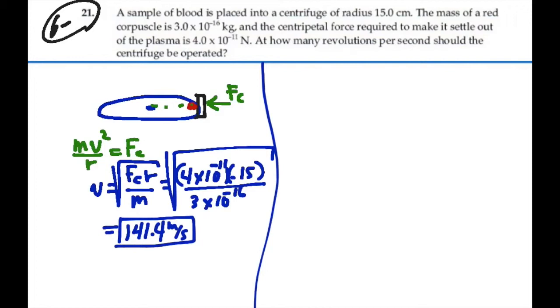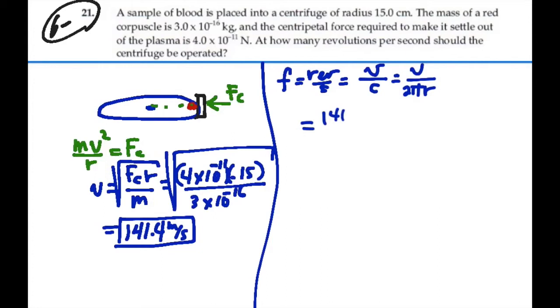That's how fast the red corpuscle is going in a forward direction along the circumference of this circle. Well, if it goes a full circumference, 2 pi r, then it will do a revolution. So our frequency of revolutions in revolutions per second would be equal to this velocity divided by the full circumference of the circle, this velocity divided by 2 pi r. And that will be how many revolutions per second we're doing. And that's going to be 141.4 meters per second over 2 pi times the radius, 0.15 meters per revolution.